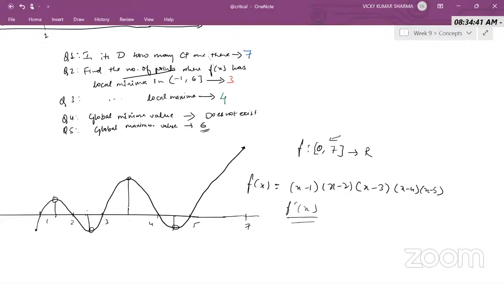And you will find some of the points are giving you the maximum value. That's fine. But you will also check at the boundary places. What is f of 7 and what is f of 0? What value is this giving me?